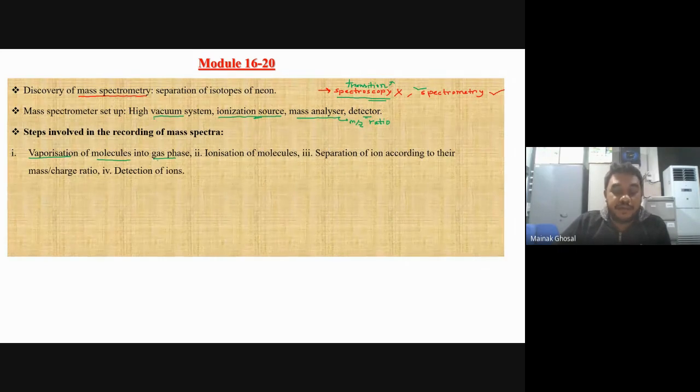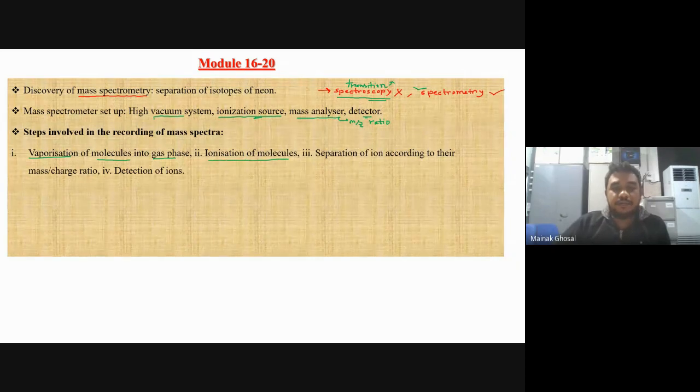spectroscopy. But whenever the sample is not volatile, then you need to heat the sample so much that you can make it into the gas phase where it can be detected. But remember that whenever you heat the sample, keep in mind that the sample does not get degraded. Another thing is the ionization of molecules.